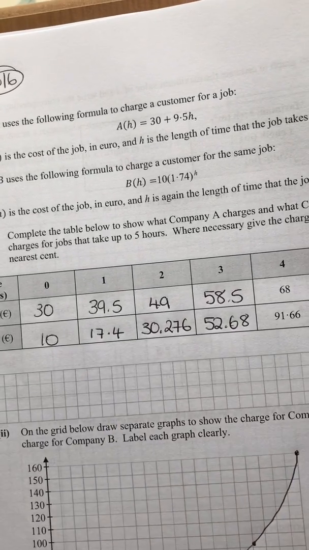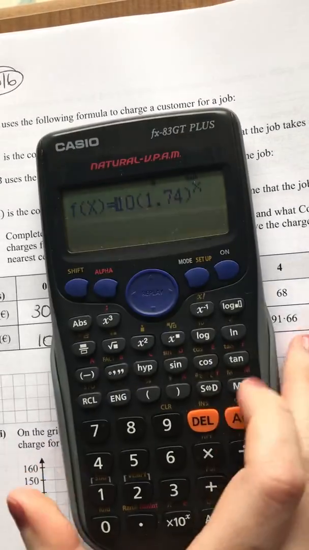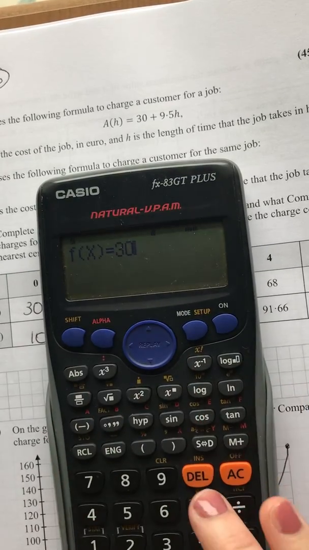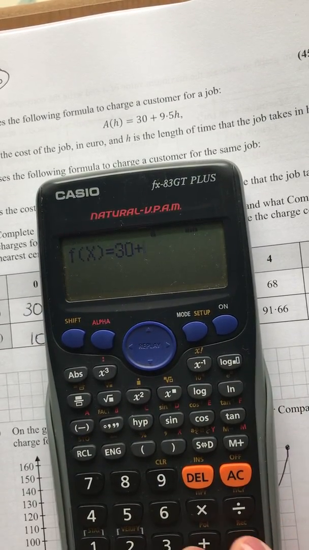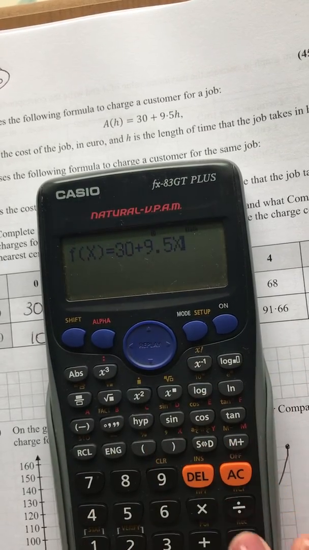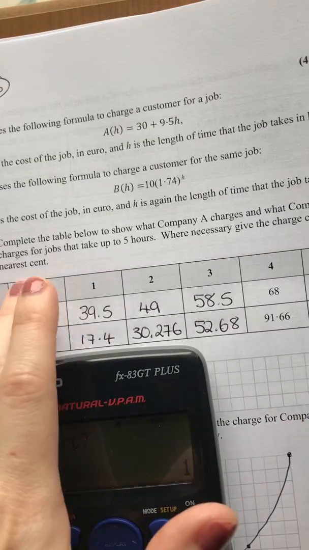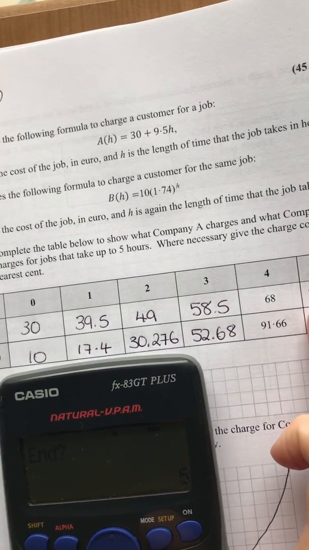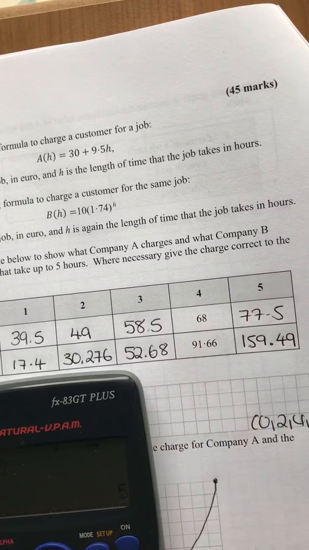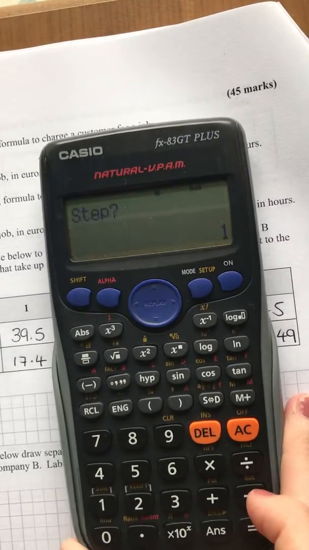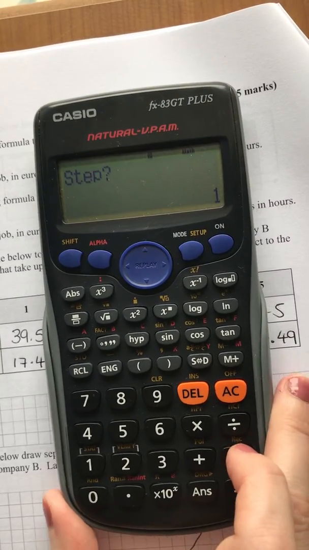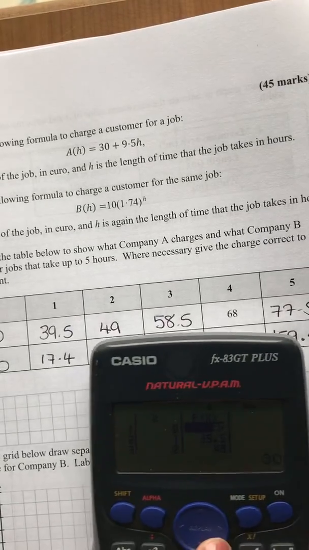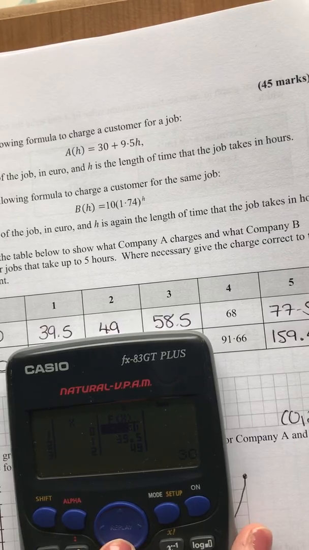So all I did here was I went to mode table, I typed in the first function of 30 plus 9.5x equals. The start is 0, the end is 5, so you can see 5 is here, and then it asked me what steps, so you can see it's gone up in ones, and then I filled in the first part of the table there using my f of x, so they're my y values.